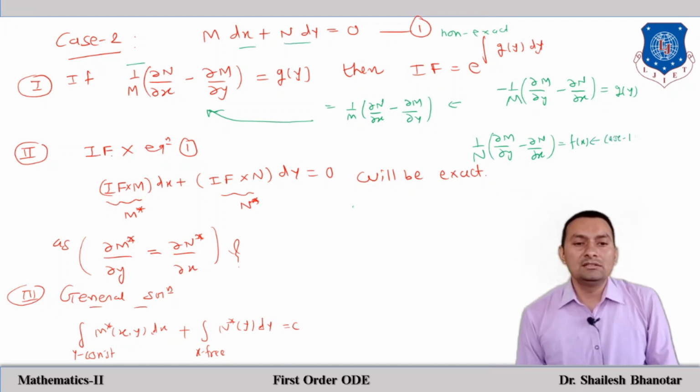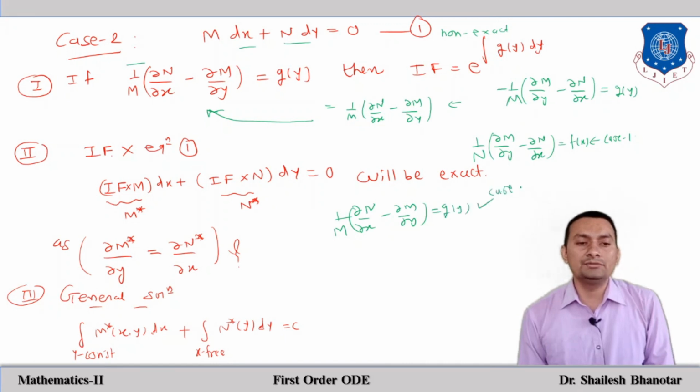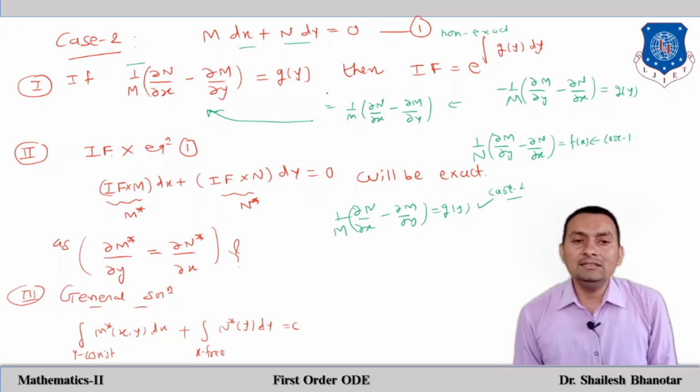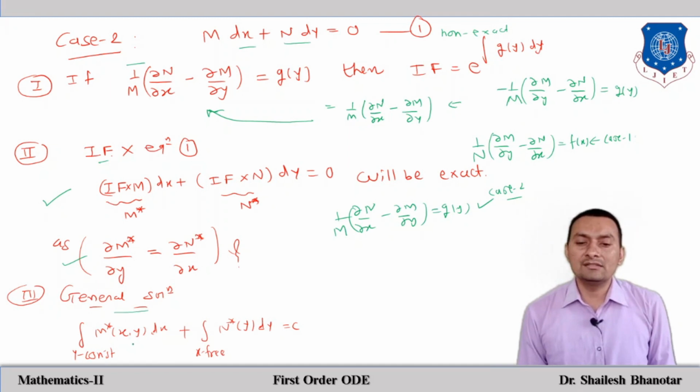If it is not, we will do del n by del x minus del m by del y. If I multiply with n there, I will multiply by 1 by m, and if I get only a one variable function, I will consider case number 2. So this way you can remember. Now our equation number 1, multiplied with the integrating factor, we will get this one and this will be exact, that also you can verify using this condition, and then we will write its general solution. So this is exactly the method that we have to proceed with.